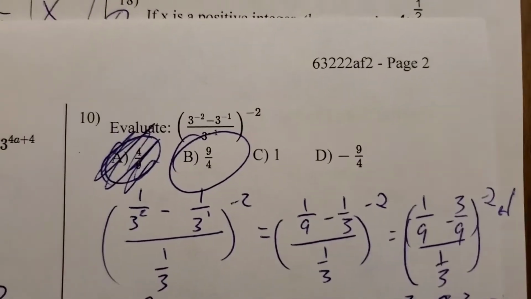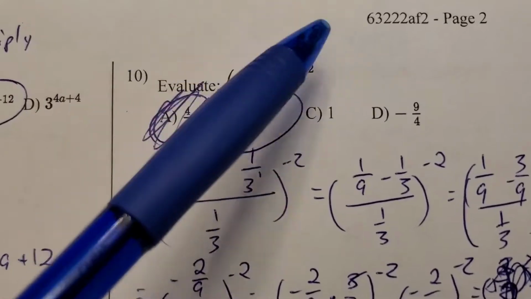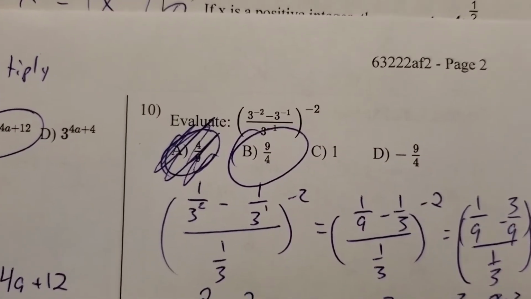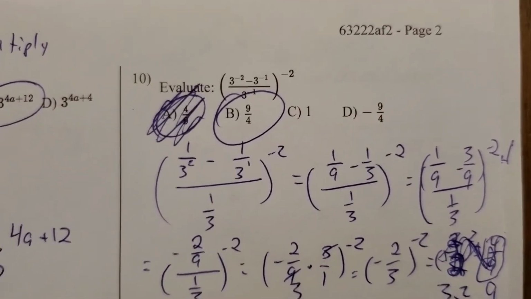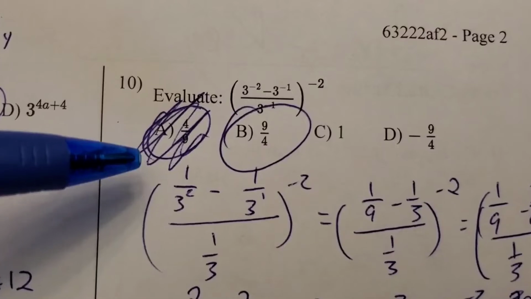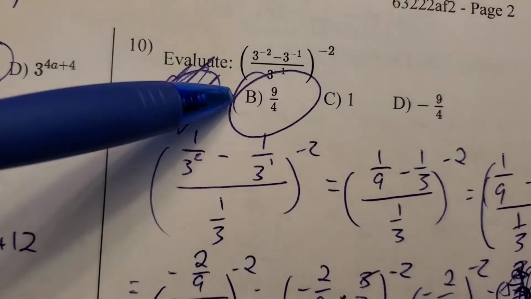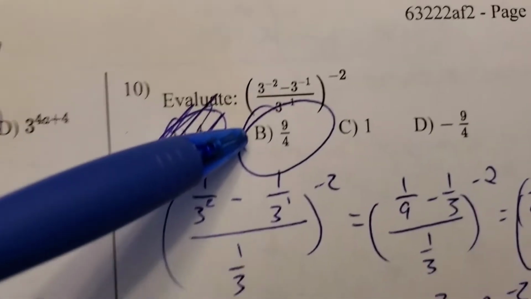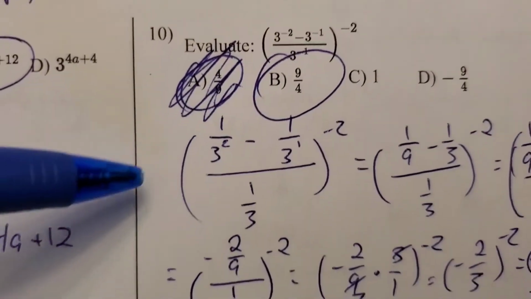Number 10 is the same exact type of problem, but now we're subtracting and it's being raised to a negative exponent. So there's a lot going on here. And as you can see, I made a silly mistake too. So there's a lot of room for error. So just be careful. You get 3 to the negative 2nd power minus 3 to the negative 1st power all over 3 to the negative 1st power. I wrote over, I think that's what it says.